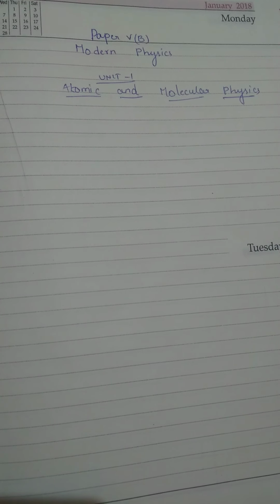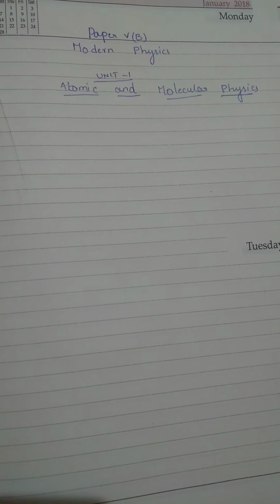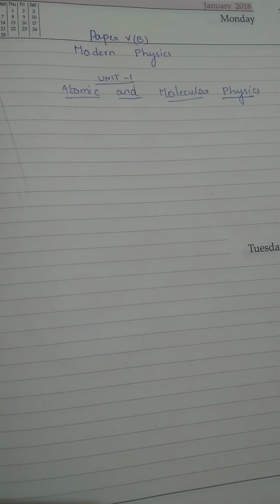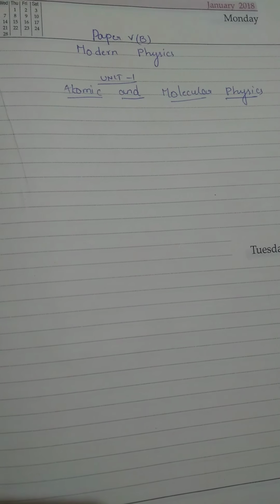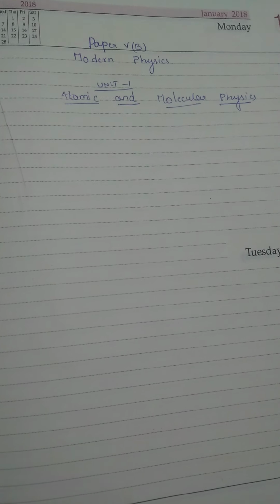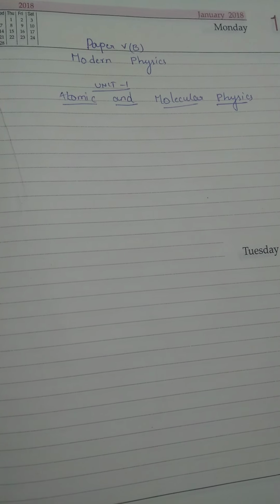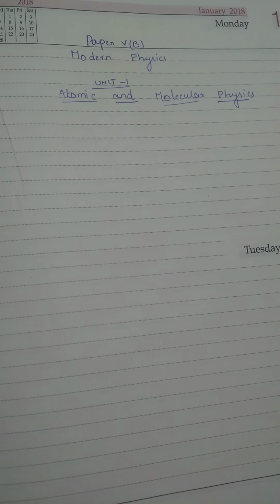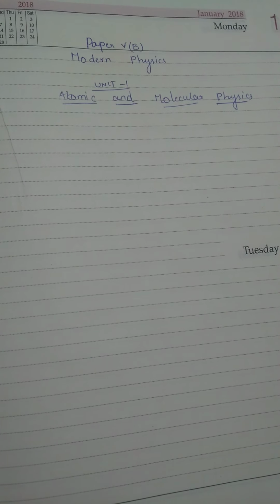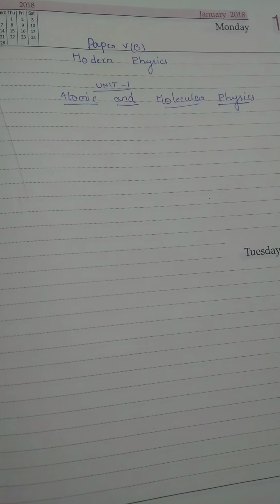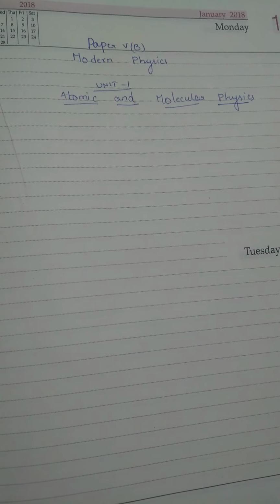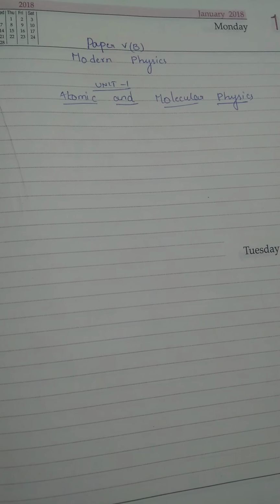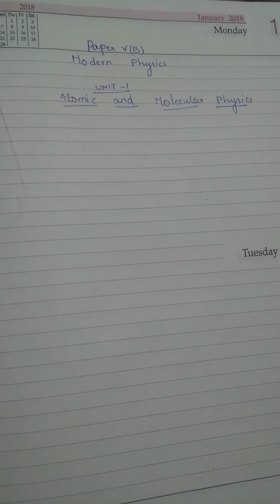Now I am dealing with paper 5B, final year students, modern physics. In this, unit number 1 is atomic and molecular physics. In this unit, we have the topics: Bohr atomic model failures, Raman effect, vector atom model, Stern and Gerlach experiment.